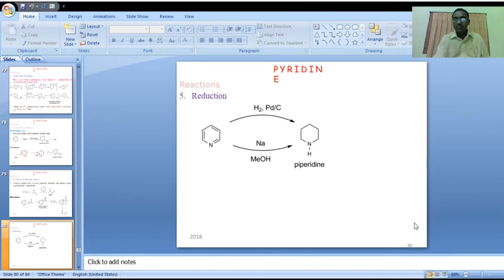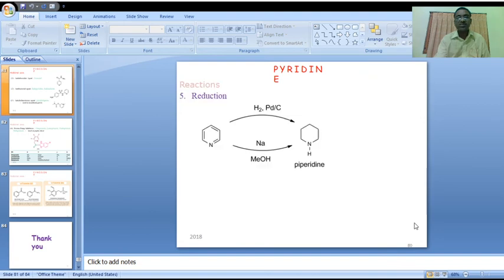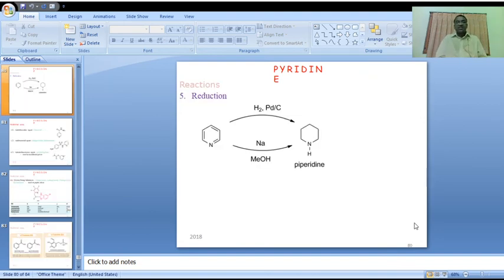Now let us go to the reduction reaction. I think it is the last chemical reaction for this pyridine. Reduction. Pyridine on reaction with hydrogen in the presence of palladium charcoal gives this saturated cyclic ring. In the presence of another type of catalyst, we will get the same saturated cyclic ring.